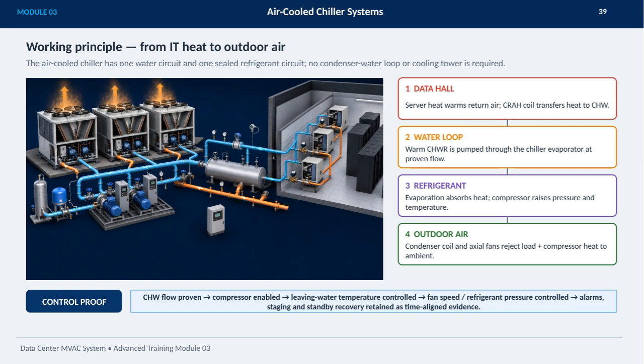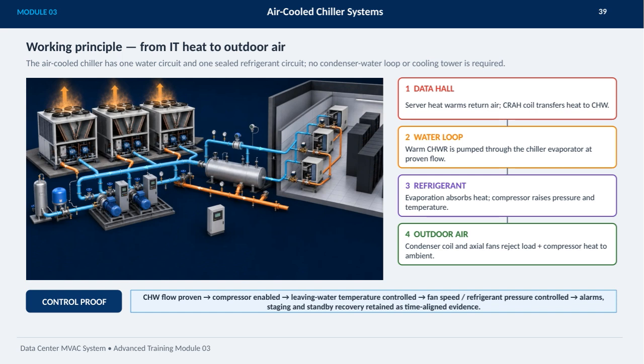Inside the refrigerant circuit, evaporation absorbs the heat, and the compressor raises the pressure and temperature of the refrigerant. Finally, the condenser coil and axial fans reject this absorbed heat, along with the compressor heat, directly to the outdoor air. What's important here is that this system uses a single water circuit and a sealed refrigerant circuit, eliminating the need for a condenser water loop or cooling tower.